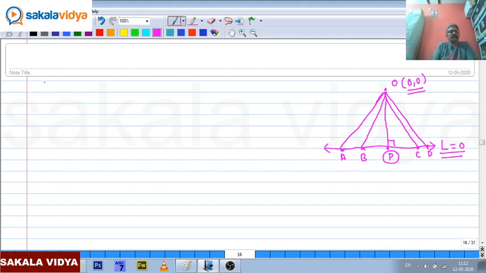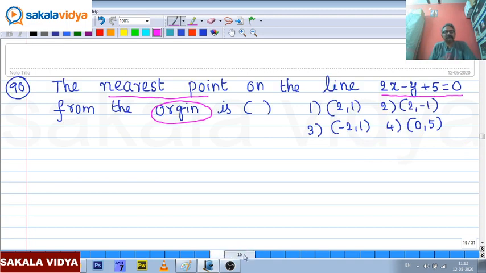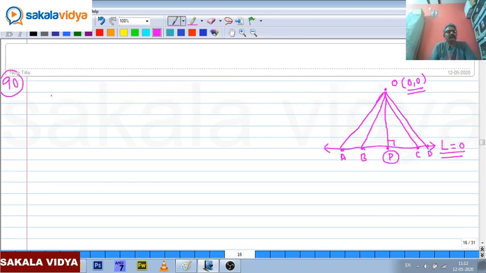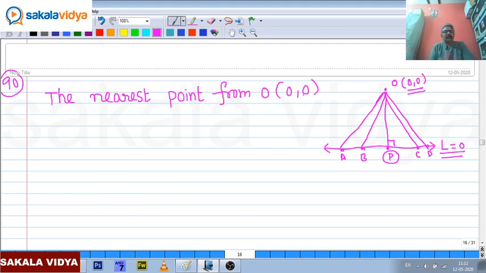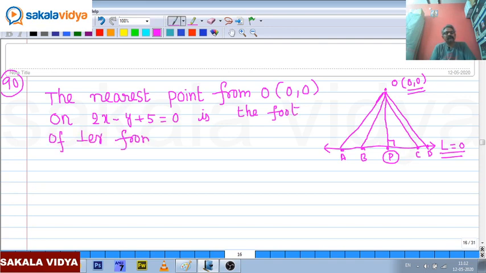So that means now, solution, write down. The nearest point from O(0, 0) on 2x minus y plus 5 is equal to 0 is the foot of the perpendicular from O(0, 0) to the given line. That means the foot of the perpendicular we need to find out.